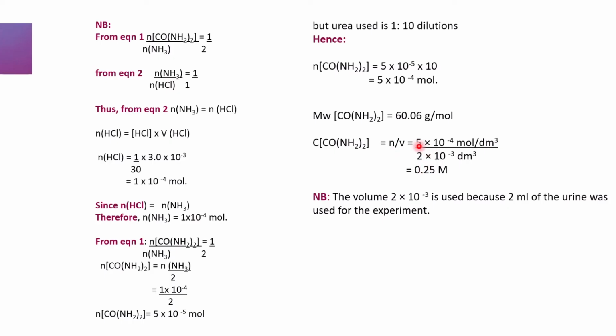So if you substitute this into the equation, you'll get the concentration of our urea to be 0.25 molar. What you also have to notice is that the volume 2 times 10 exponent negative 3 dm cube is used because 2 mils of the urine was used for the experiment.